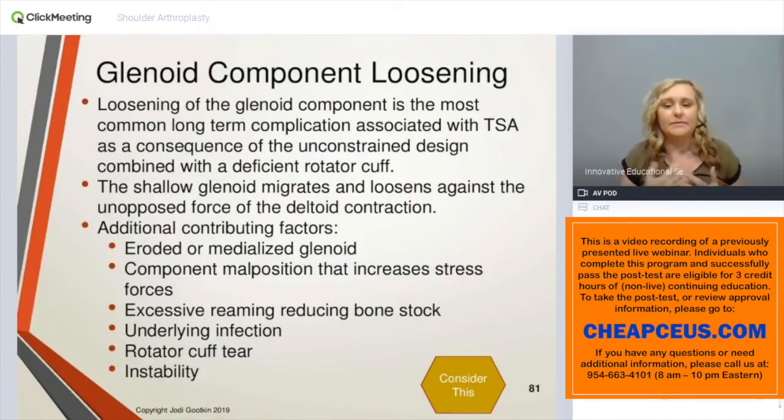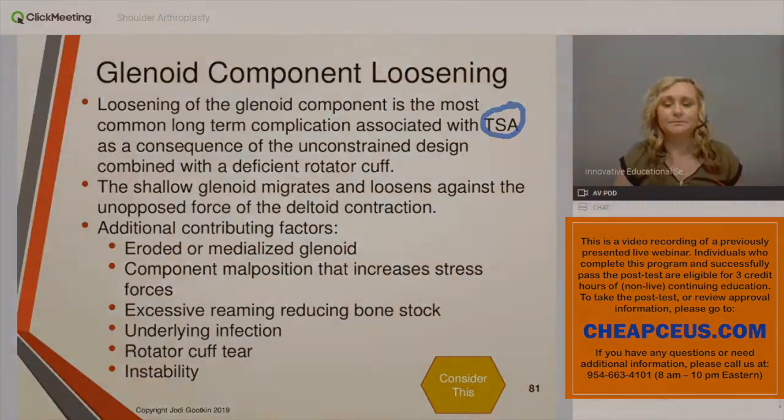Glenoid component loosening is something that patients need to be monitored for. This is a long-term complication. It tends to be more common with the total shoulder arthroplasty. What happens with this is, in the total shoulder arthroplasty, that restored the normal anatomical. So we have a concave glenoid fossa that has the component in it. What happens over time is that it starts to loosen in that area, and it can lead to instability of the entire component tray.